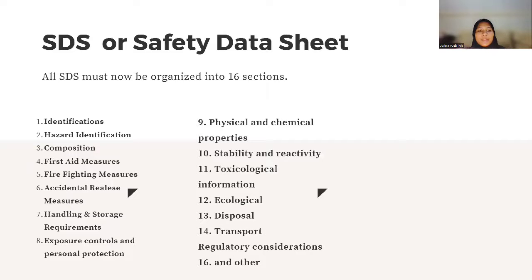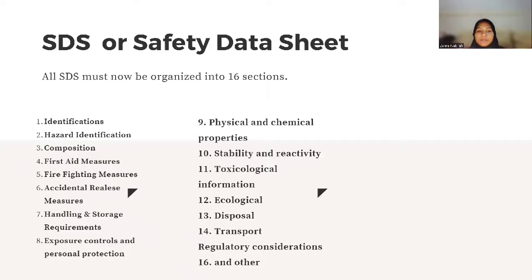Section 5. Firefighting measures. Section 6. Accidental release measures. They are instructions for containment and cleanup of spills or leaks. Section 7. Handling and storage requirements. Section 8. Exposure controls and personal protection. This describes OSHA's exposure limits and recommendations for PPE.